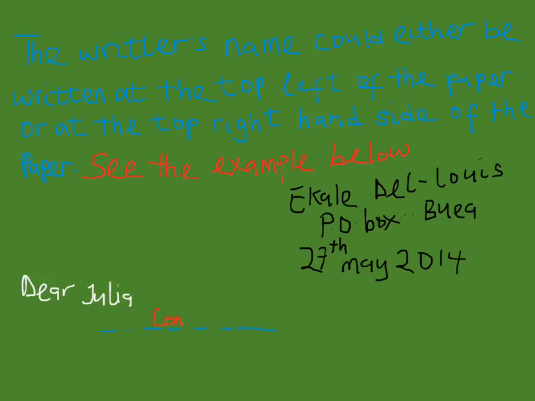Unlike the first letter you saw, the writer's address was at the left side. But in this letter, the writer chooses to put her address at the right top part of the paper. So you see, in line 1, the writer's name, Ricardo de Luis. In line 2 is the writer's address, the post office box, and the last line 3, the date.